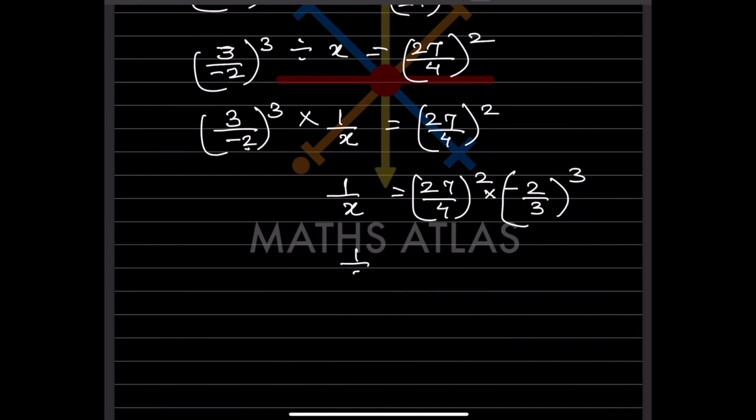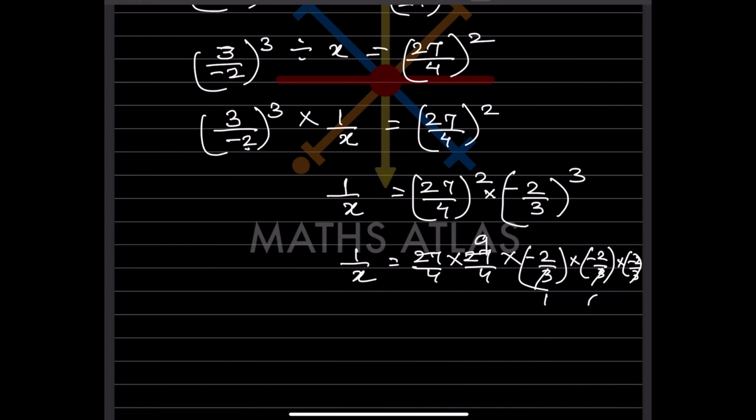So this is going to be 1 by x is 27 by 4 into 27 by 4 into minus 2 by 3, you are going to write it 3 times. So what is that going to be? 3 ones are 3, 3 nines are 27, 3 ones are 3, 3 nines are 27, 2 ones are 2, 2 twos are 4, and 2 ones are 2, 2 twos are 4. So now again this and this will get cancelled, that will be 1.